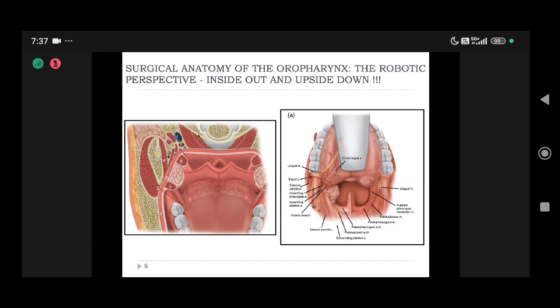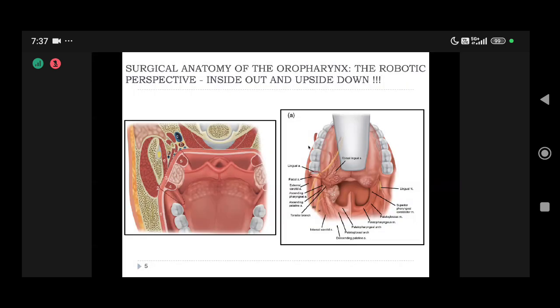This is what I was talking about. When you're talking about the anatomy of the oropharynx, we need to know the outside in anatomy, which is what we are normally more aware of. But at the same time, we have to be aware of the inside out and upside down anatomy. This is essential when you are planning a transoral surgery, be it robotic or laser, because what you see is upside down, and how you follow this patient and resect the patient is inside out. So you need to be aware of your inside out anatomy as well, because the whole orientation changes.